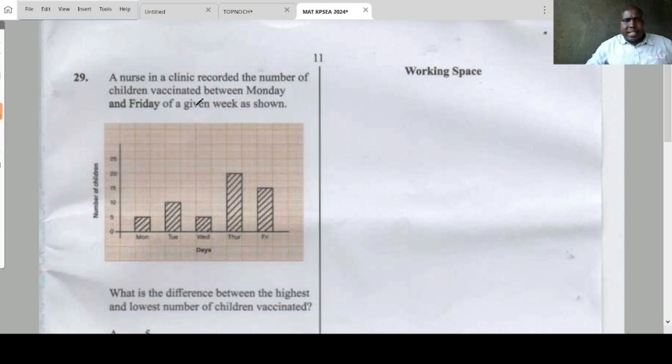A nurse in a clinic recorded the number of children vaccinated between Monday and Friday. What is the difference between the highest and the lowest? Highest, so you read here, highest is on Thursday, and you go here and read that is 20 minus the least. The least is on Monday and Wednesday, which is 5. 20 minus 5, and that is 15.